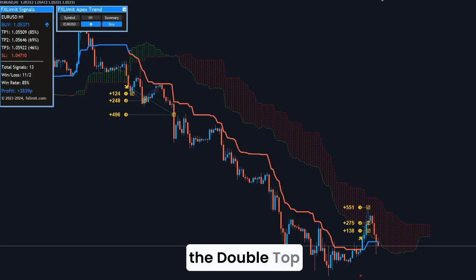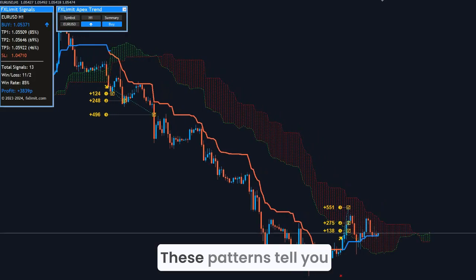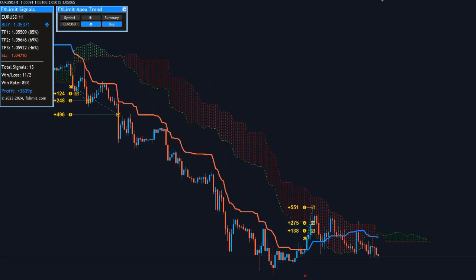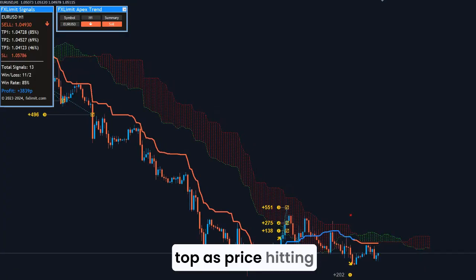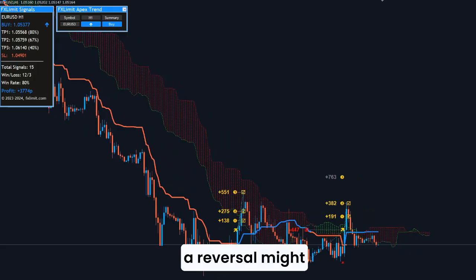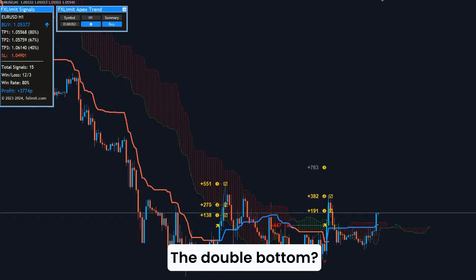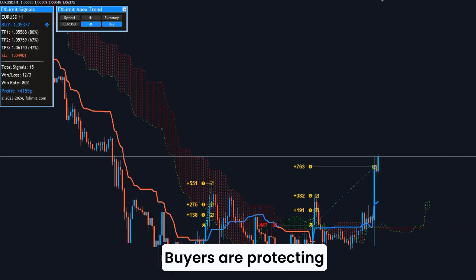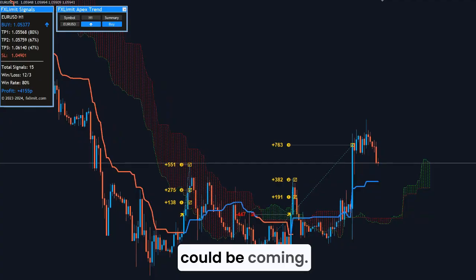Another big one is the double top and double bottom. These patterns tell you price is struggling to break a key level. Think of a double top as price hitting a ceiling twice. It just can't get through. That's a sign a reversal might be ahead. The double bottom? Price bounces off a support level twice. Buyers are protecting that level, and a push higher could be coming.